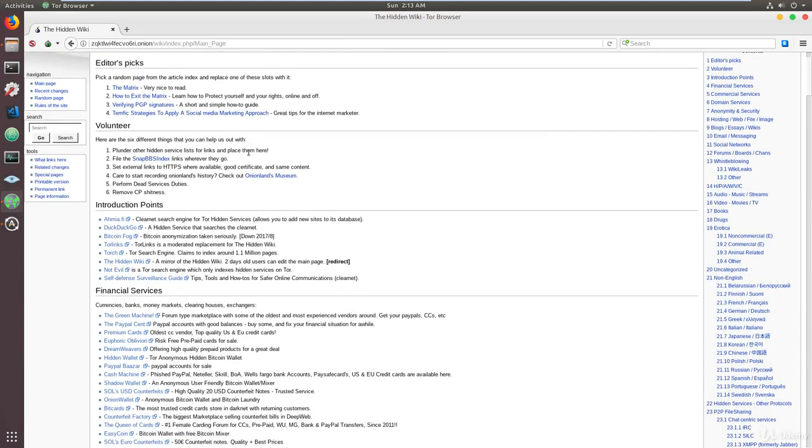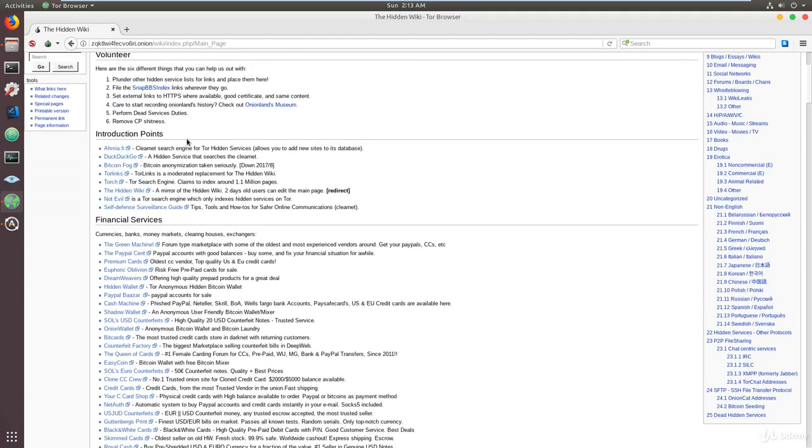Then you have your introduction points, where we have the Amaya search engine, the DuckDuckGo search engine, and Bitcoin Fog. Again, that is to deal with Bitcoin anonymization taken seriously. Now, you will be given notices depending on whether or not the site is currently up and running, and as you can see, Bitcoin Fog is currently down as of 2017 and 18.